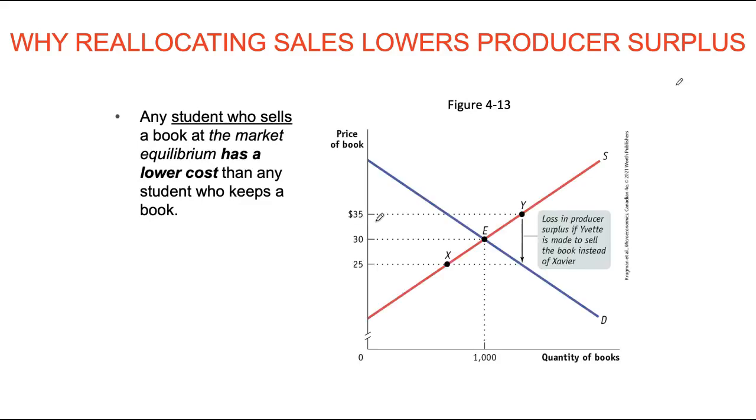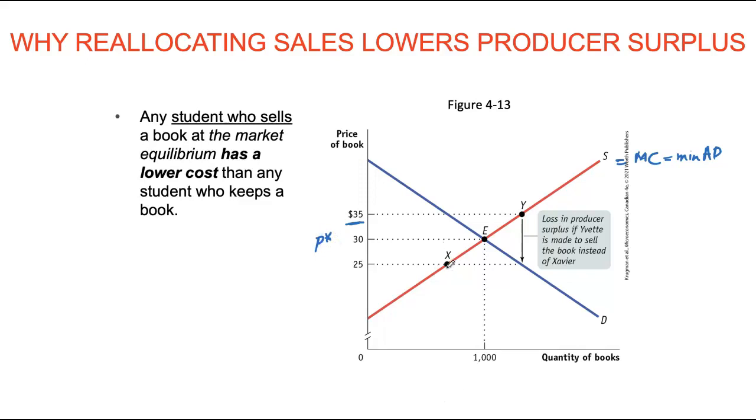So working with the same rational sense, we know that if the market price is 30, Yvette is definitely not going to sell the good at the market price of 30 because her cost is 35. Remember, the height of the supply curve gives you the marginal cost or the minimum acceptable price. So Yvette is definitely not interested in selling the good at a market price of $30.